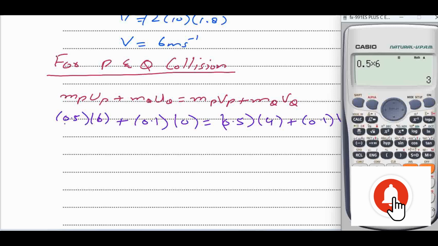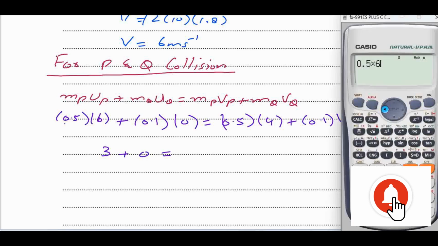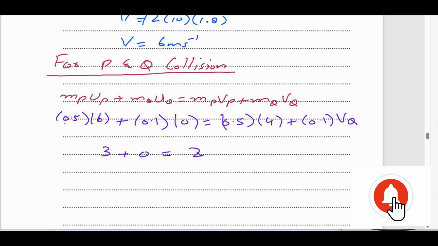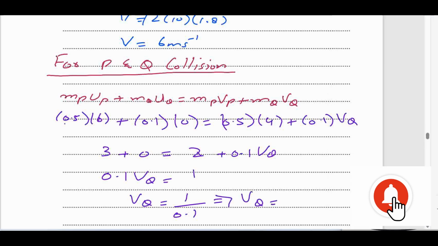0.5 into 6, this will be 3, so 3 plus 0 is equals to 0.5 into 4, this will be equals to 2 plus 0.1 VQ, so 0.1 VQ will be equals to 1, because 3 minus 2 is 1, so VQ will be equals to 1 divided by 0.1, this will be equals to 10, so the velocity after the collision for particle Q will be equals to 10 meters per second. This will be the final answer.